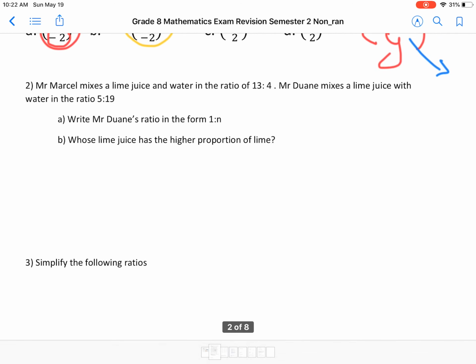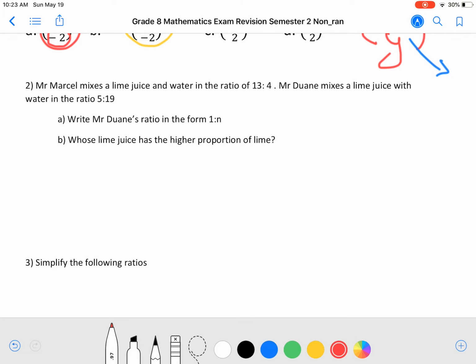Let's look at question number 2, part 2. Mr. Marcel mixes lime juice and water in the ratio of 13 to 4. Mr. Dwayne mixes lime juice and water in the ratio of 5 to 19. Please write Mr. Dwayne's ratio in the form of 1:n.